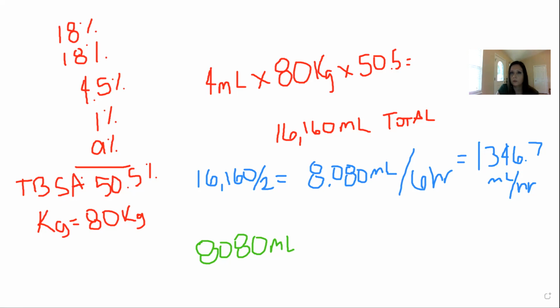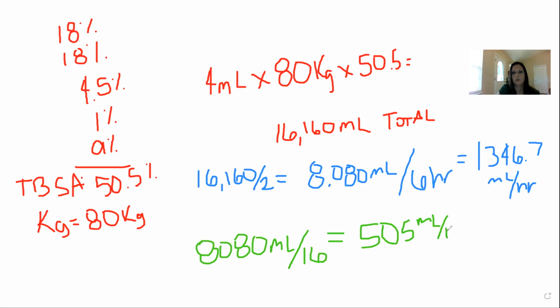And we do have pumps available, so you're going to have to program your pump. So then the other half, after this is done, so this should be completed if they came to our facility at 0700, in 6 hours. So it should be completed at about 1300. So then at 1 o'clock or 1300, we're going to switch to our maintenance, which is the other half over the next 16 hours. So 8,080 divided by 16 is equal to 505 milliliters per hour.